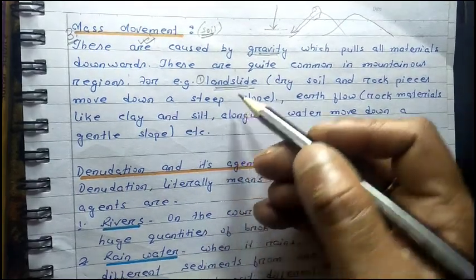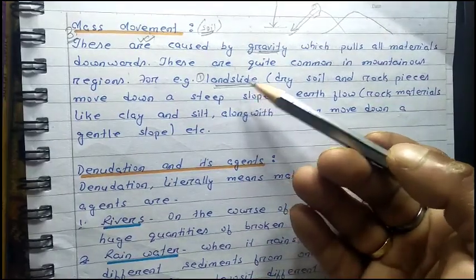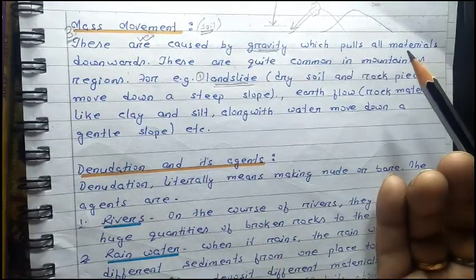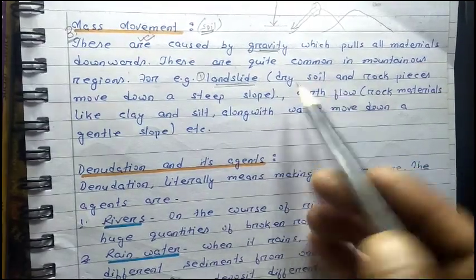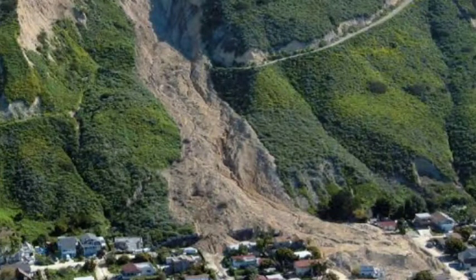It is a very common word here because we are living in the mountainous areas, and I hope you have seen many times while going from here to Lakhimpur or from here to Itanagar, roads are getting blocked because of landslide. You can see in the picture, landslide means dry soil and rock pieces move down a steep slope. When dry soil along with rock pieces comes down the steep slope of the mountains, that is known as landslide. You can see in the picture.